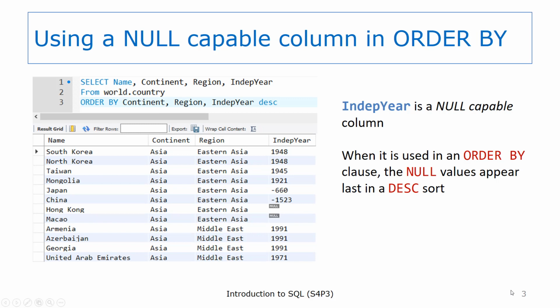You can use the descending keyword with a null capable column. This is the same select statement and the same order by as on the previous slide. This time, the independence year sort order will be in descending sequence. In this example, the countries with null values will appear last in the sort. Descending sequence means that values will be sorted from the greatest to the least.